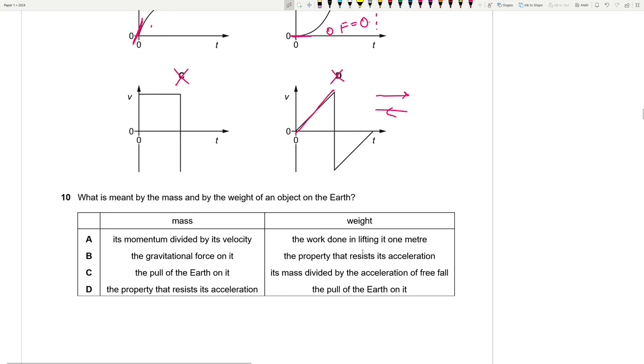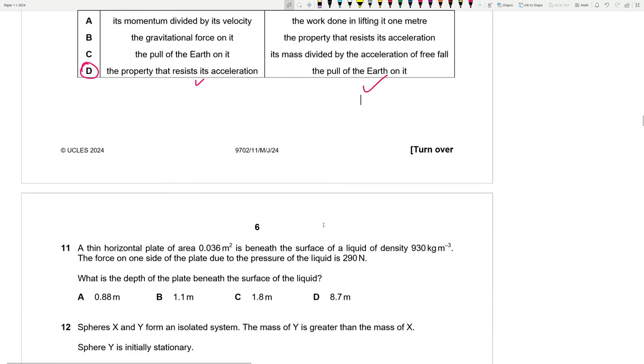So mass is inertia, the property to resist motion or acceleration, D. And what about weight? The weight of an object is the pull of the earth on an object. These are like definitions, you need to memorize them.